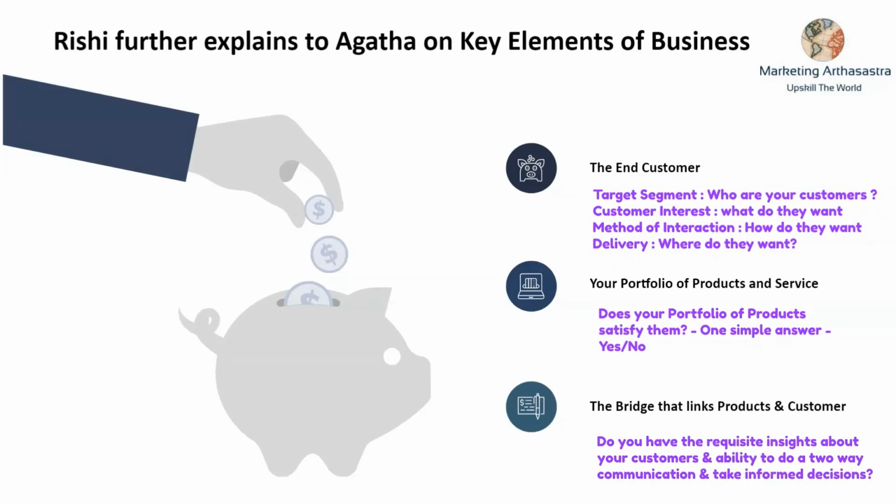Fourth, how you are going to deliver your services to the customer. And second, what do you have to deliver to the customer? That is your portfolio of products and services. Do they really satisfy? Yes or no? And third, what is going to act as a bridge between her bakery and the customers? For example, does she have insight about her customers and does she know what to sell and to whom, etc.